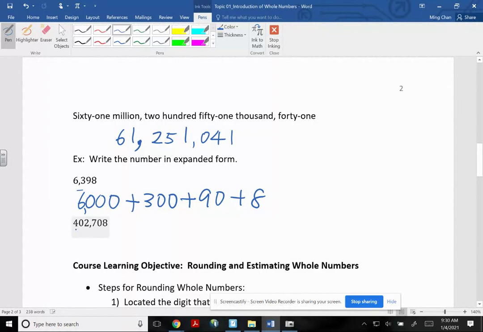All right, 400,000... 402,000, excuse me, 402,000. So it'll be 400,000 plus the 2 is located in the 1,000s place, or thousands. So that'll be 2,000 plus 700 plus 8. So expanded form is actually expanding out what makes up our number, which is you write out all the place values.